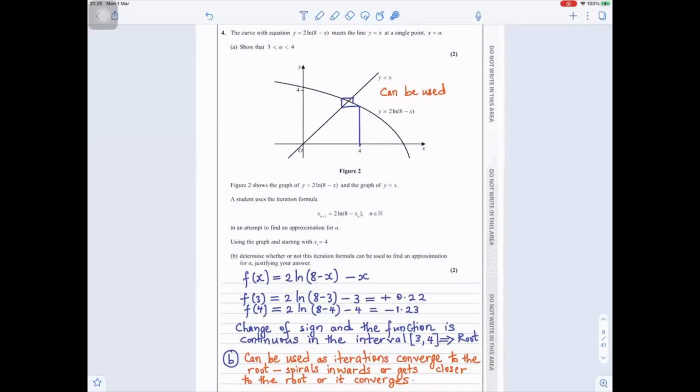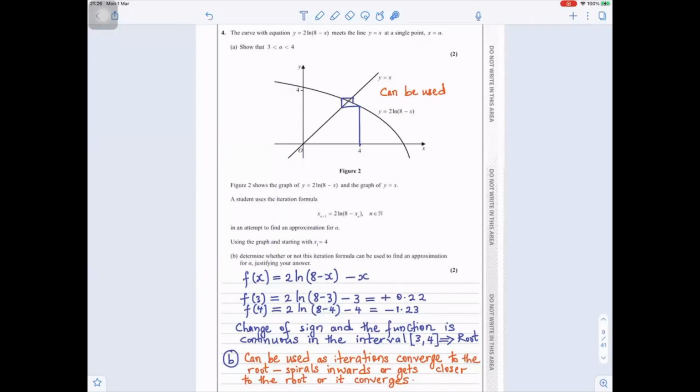So what we do for part A, that's the equation. So we substitute 3, f of 3. Wherever we see x, we put 3. And that will give us 0.22. And the important thing there is positive. And then after that, we substitute 4. And that will give us minus 1.23.